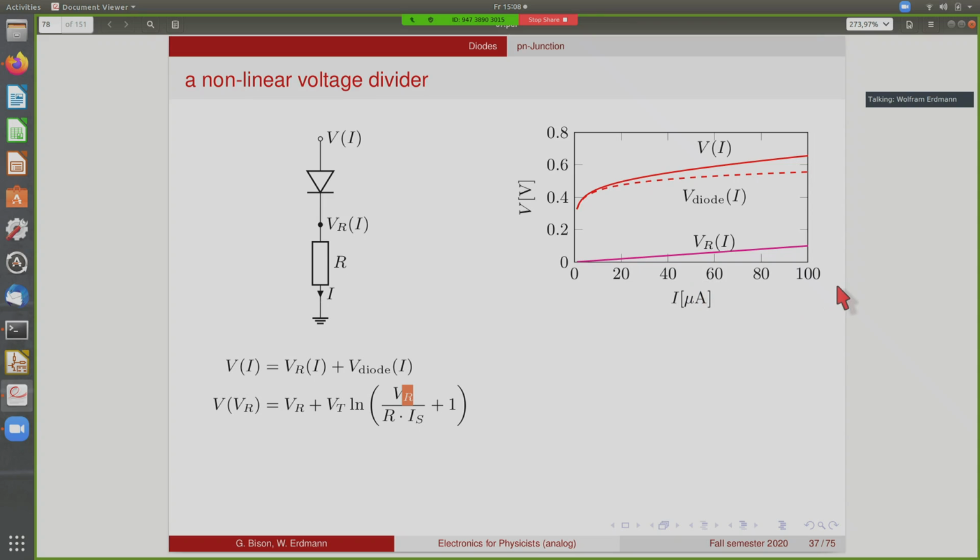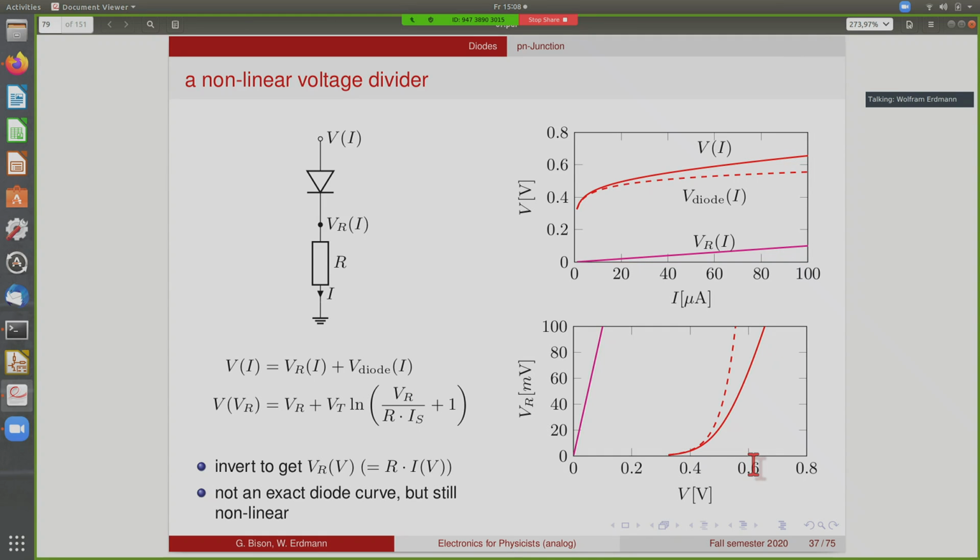You have the current on the horizontal axis and the voltages on the vertical axis. So the ideal diode would look like this. So this is the logarithmic dependence, which is the inverted Shockley curve. And this is the linear curve of the resistor, and the sum of the two is shown here. So we are interested in the inversion of this. So we will just do this here by swapping the axis. So what we get here is now this curve. This is the response of this nonlinear voltage divider to an input voltage. You come in with an input voltage here, and this is the output voltage. This is the output voltage that you get of your nonlinear voltage divider.